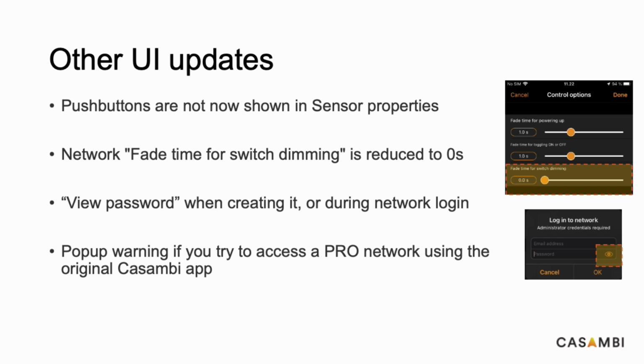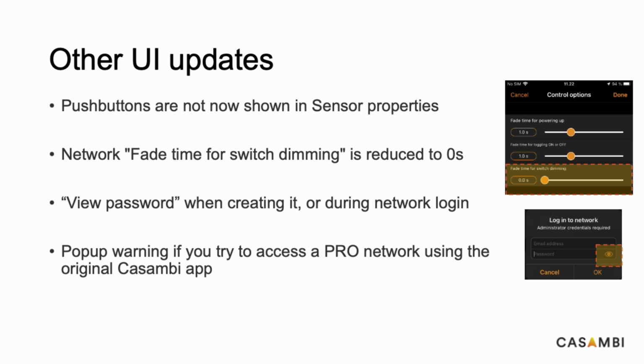In the control options, the fade time for switch dimming, which used to be limited to 3 seconds, has been reduced to 0 seconds. So this is basically the time it takes when you've got a Casambi enabled switch and you just push and hold it, for example, and so it dims up or dims down. It's the fade time when you're using a switch to dim the lighting. So you can now have that as 0 seconds, so it's an immediate on or off.